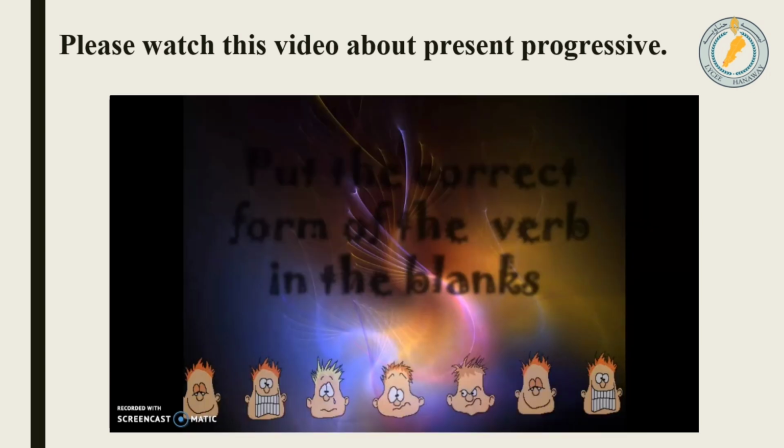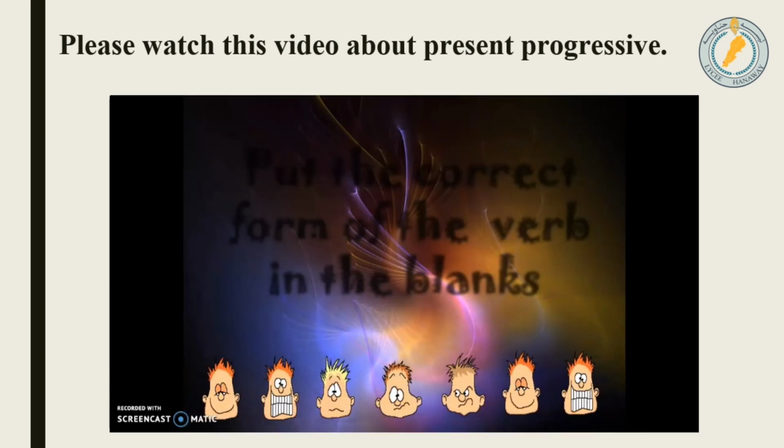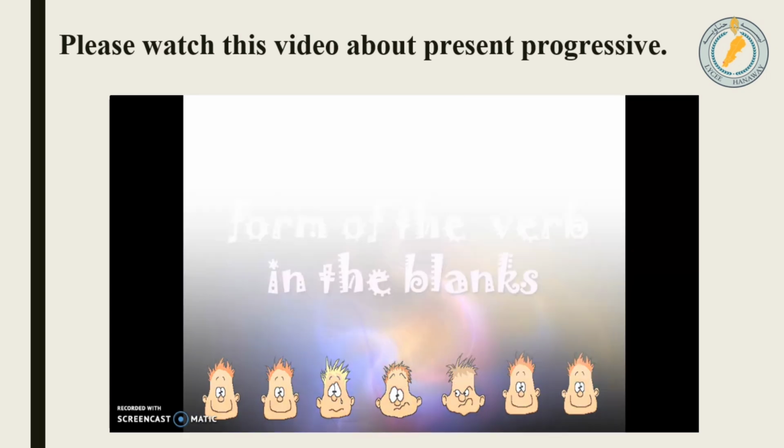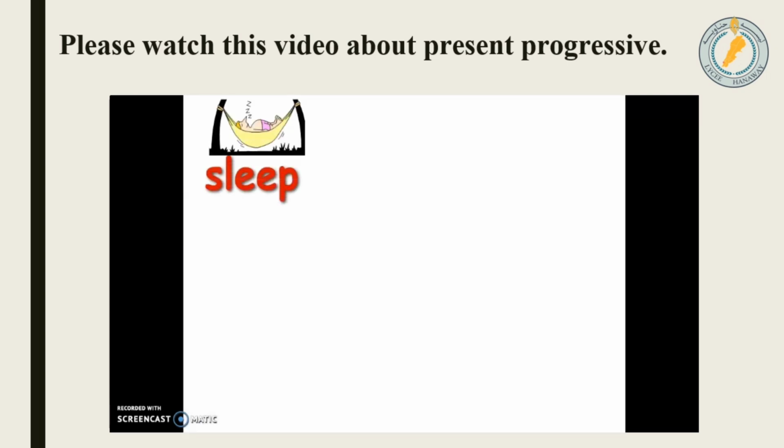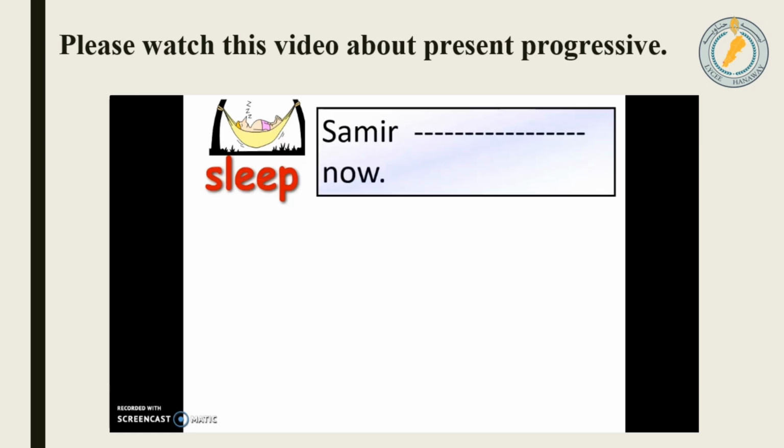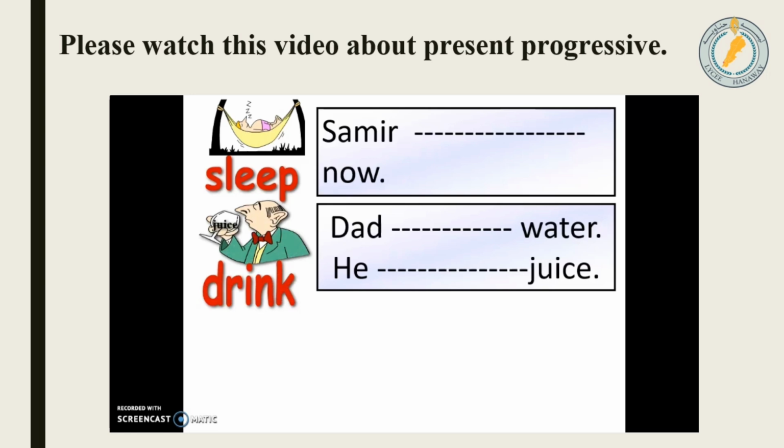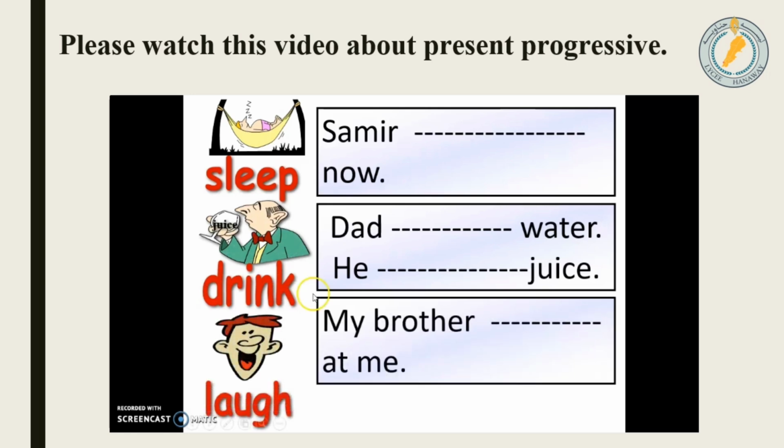Now, let's do this activity together. Put the correct forms of the verb in the blanks. We have, as you can see, this picture, Samir, and the verb is sleep. We have Dad, and the verb is drink. We have my brother, and the verb over here is laugh.